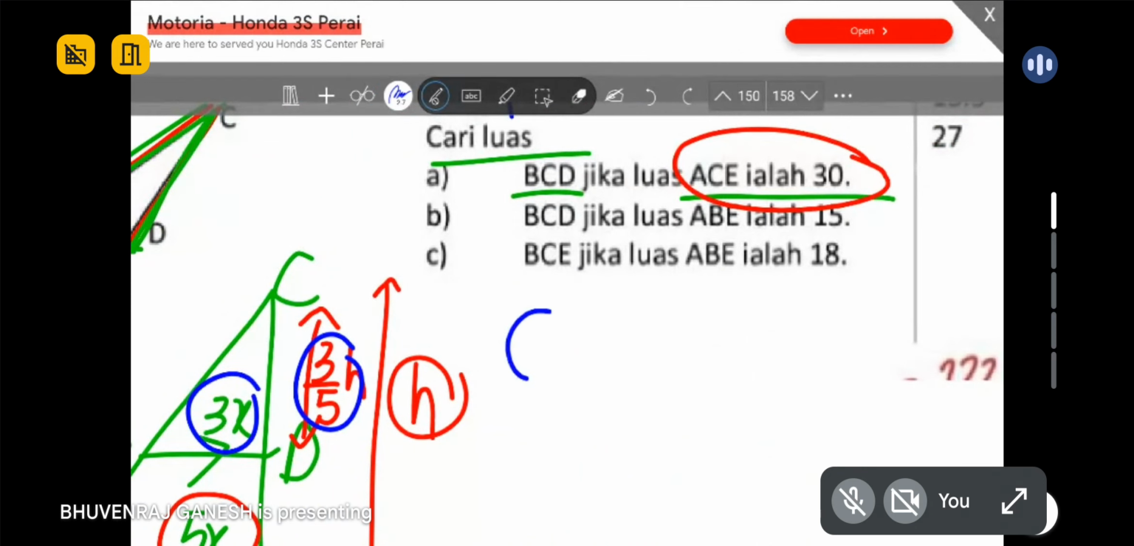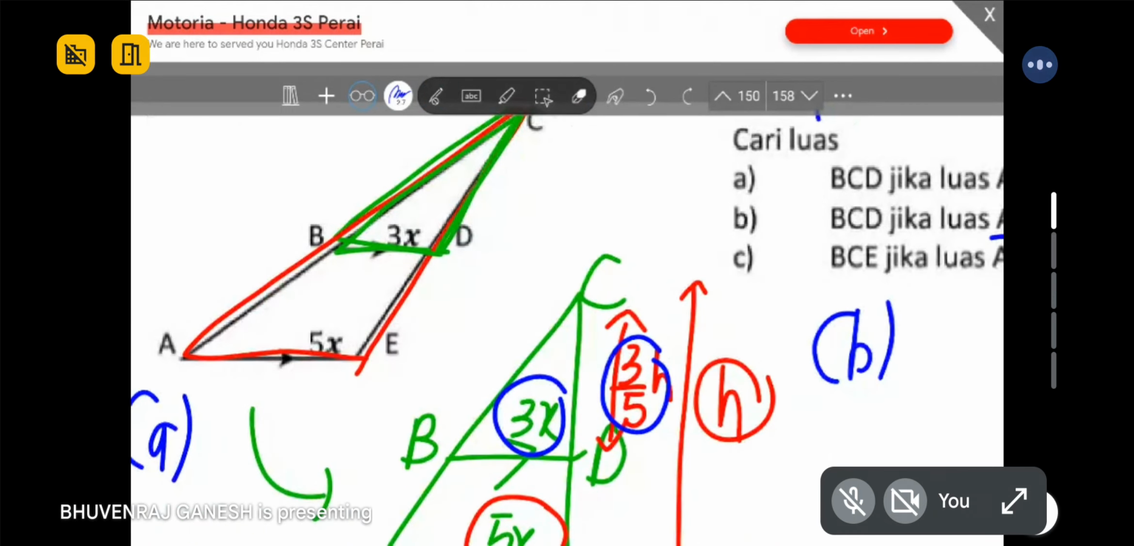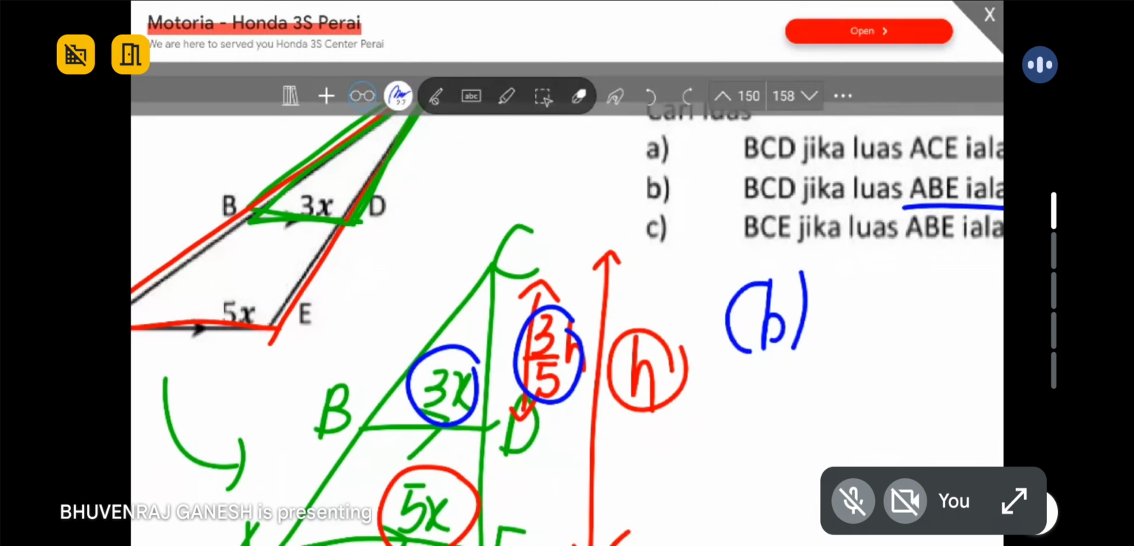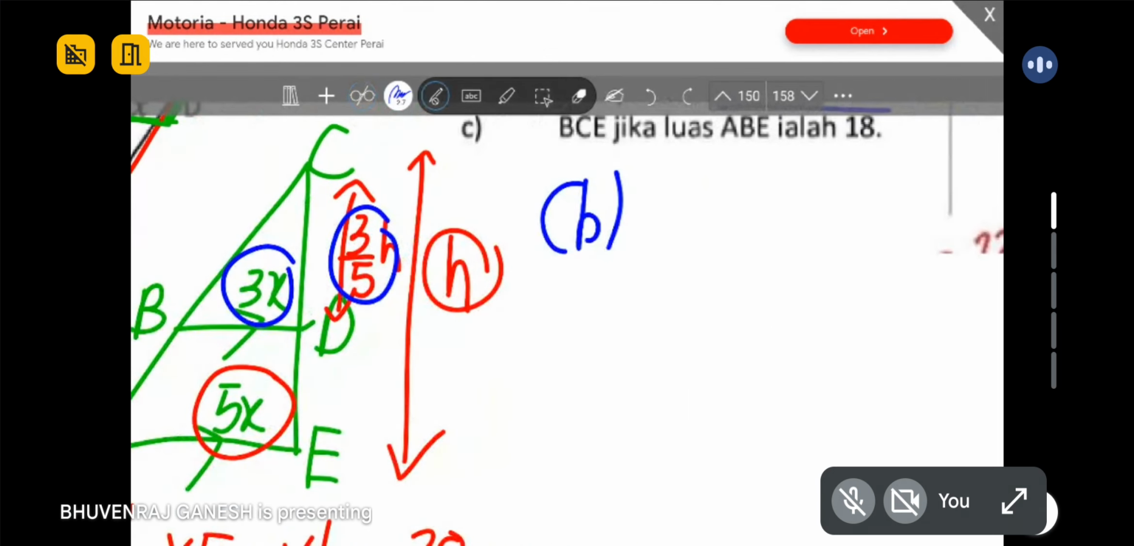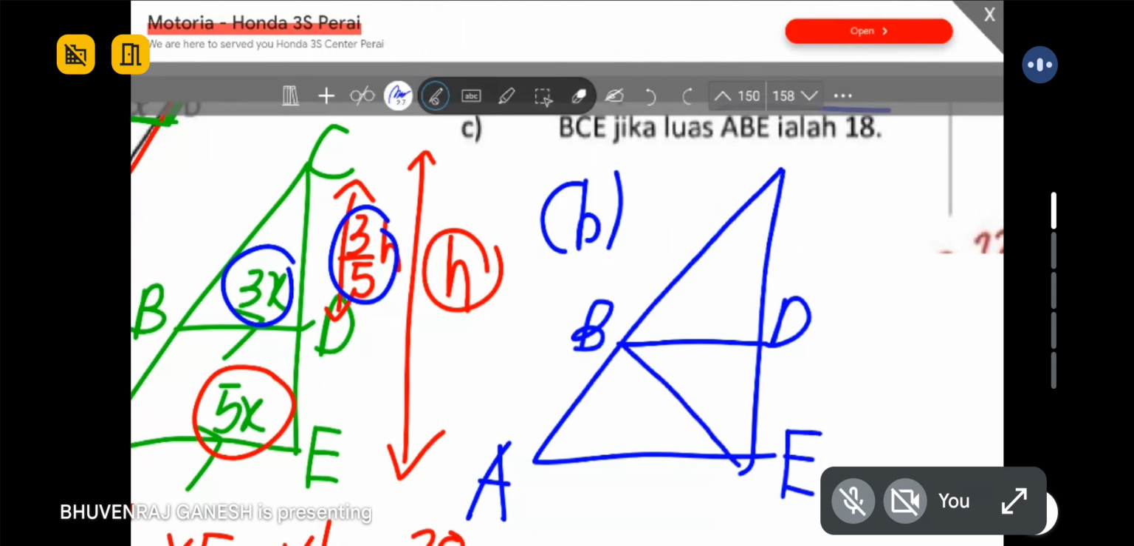So you see the question for part B. It's a different triangle now. Now they tell you ABE is 15. So you need to imagine a bit now. You need to modify your diagram a bit over here. For ABE, your triangle will look something like this. If I draw back this one, A, B, D, E. So ABE is this one over here, something like this.